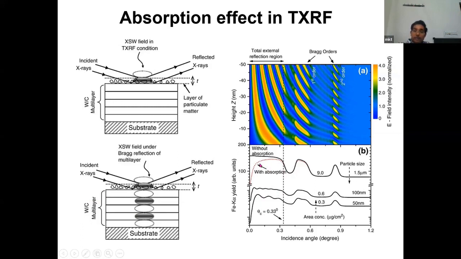And if the particle size is bigger, then you see no oscillation. If the particle size is small and comparable to the wavelength, then you see the oscillation. And even if you have nanoparticles, if a large amount of nanoparticles are there, then again you will see the absorption. So the particle size as well as the absorption effect will both play an important role, and they will decrease the intensity of the oscillation.